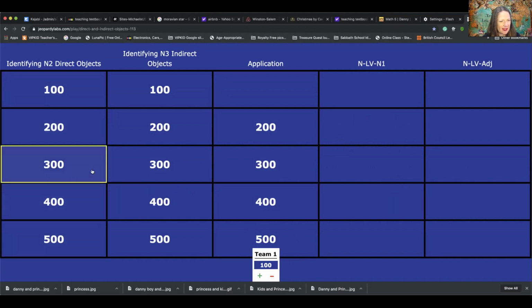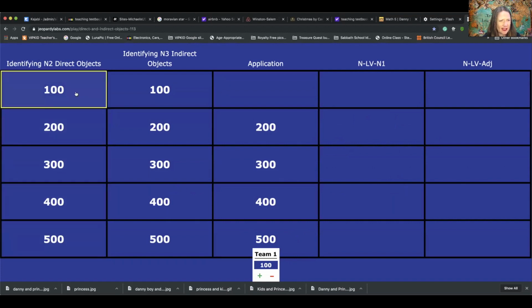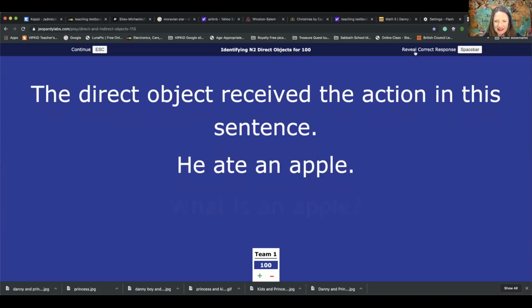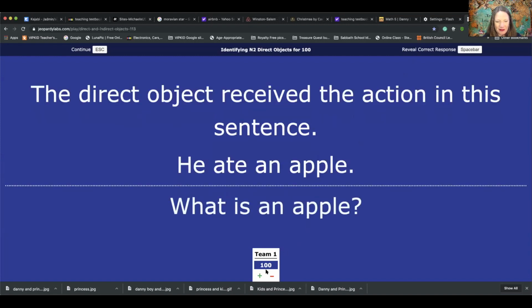Choose another one. Let's try for identifying direct objects 100. The direct object received the action in this sentence. He ate an apple. When you answer, you say, what is an apple? What is an apple is correct. 200 points.